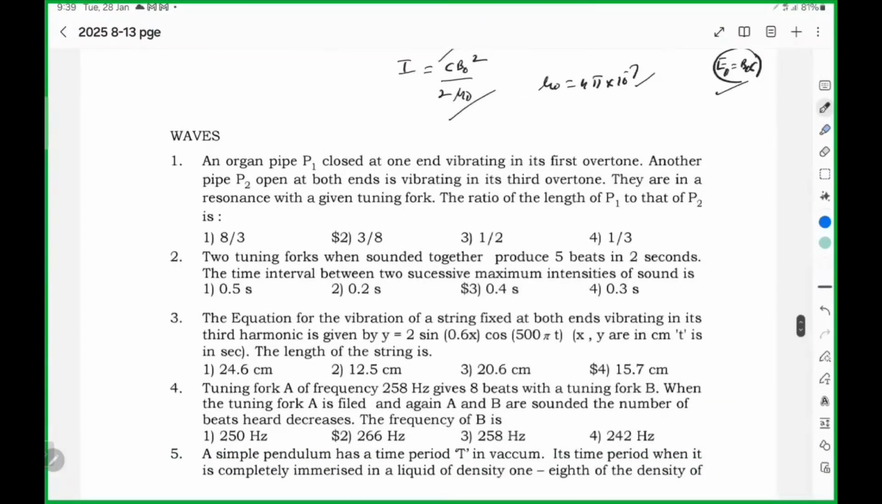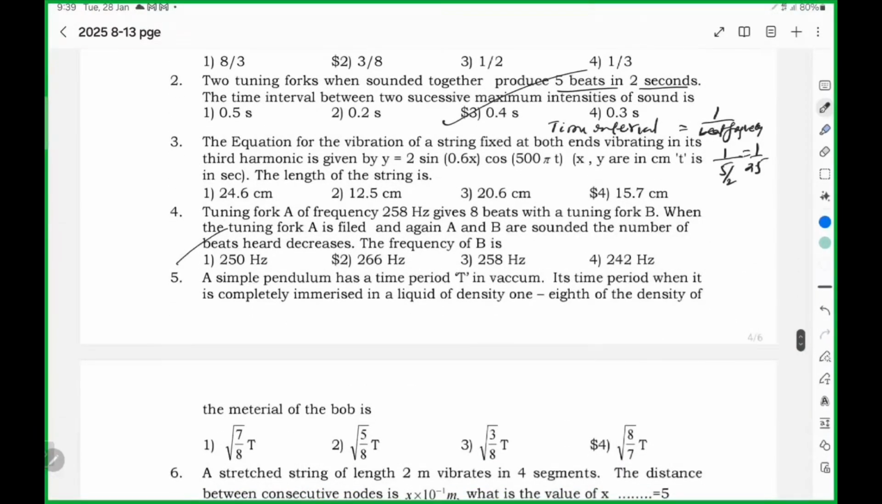So here in case of waves, the tuning forks are sounded together and produce 5 beats in 2 seconds. So the time interval he is asking is equal to 1 by beat frequency. So beat frequency will be 5 beats in 2 seconds, that is 2.5, so the time is 0.4 seconds. These are all standard questions everybody might be knowing.